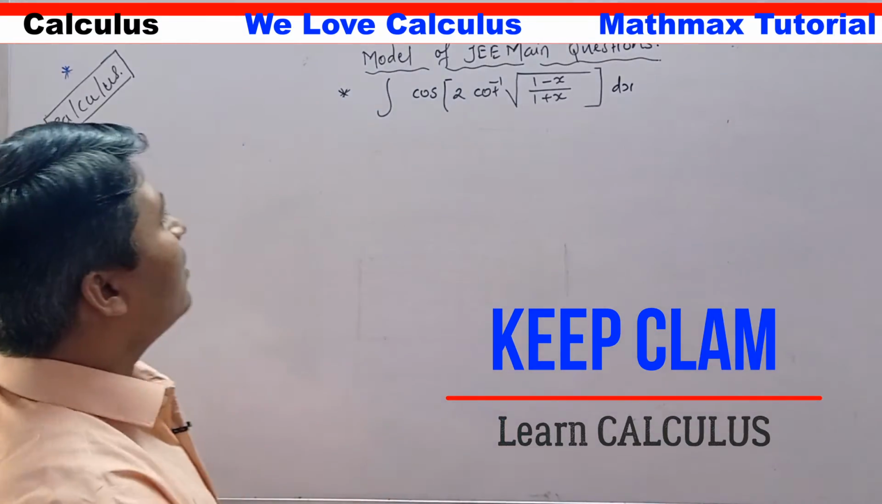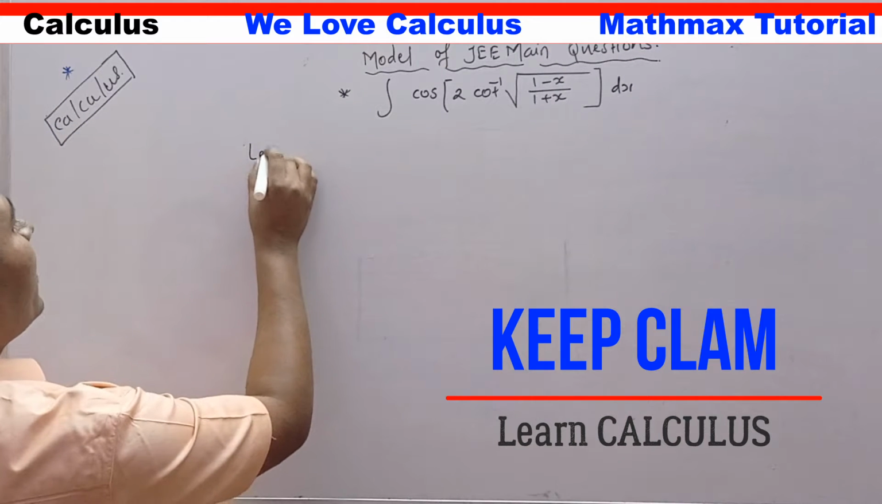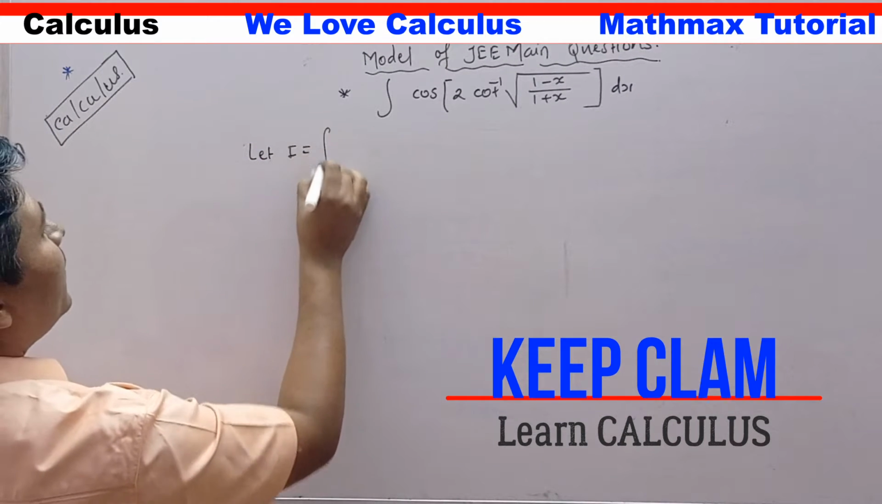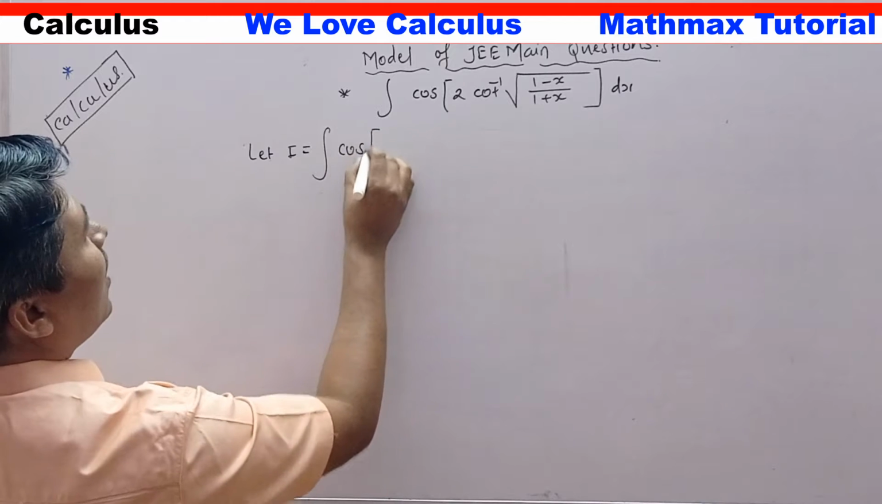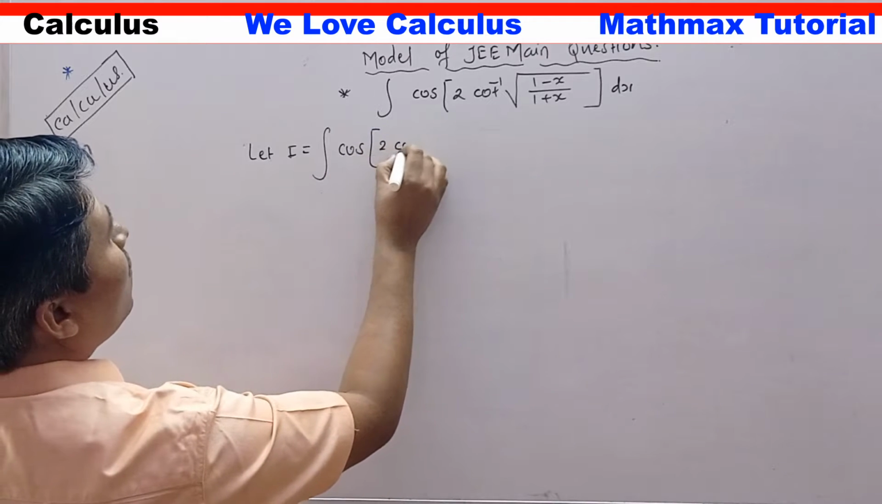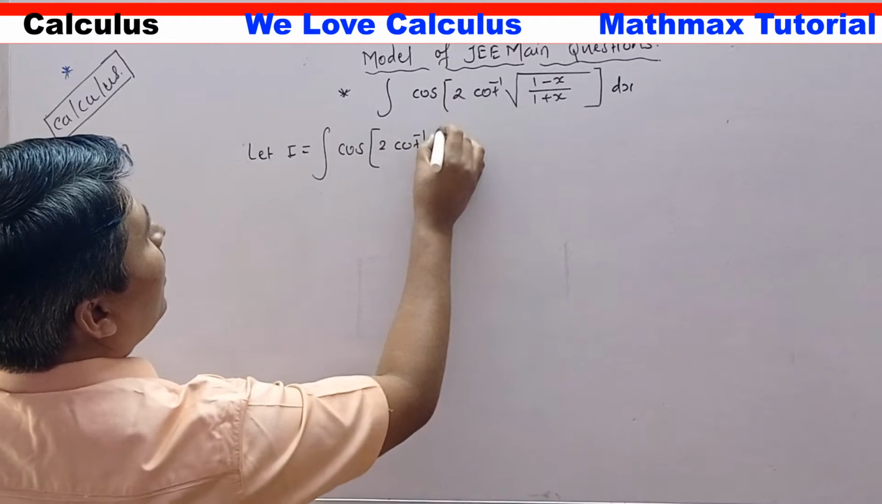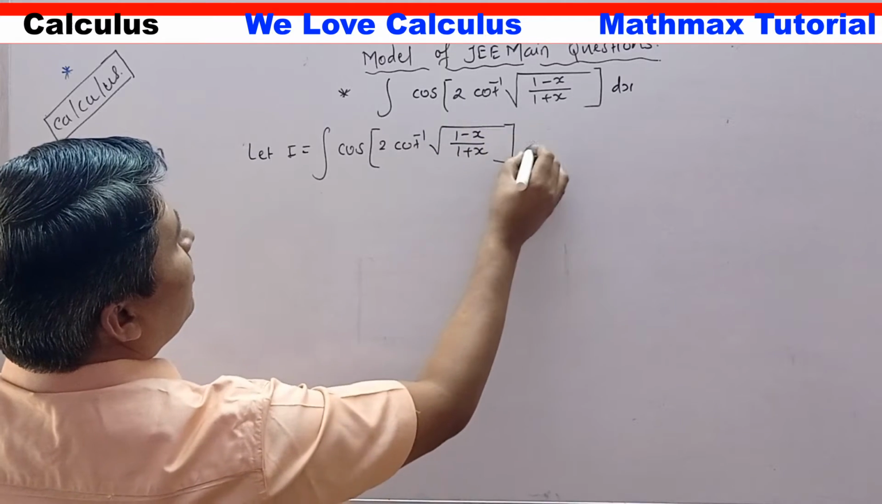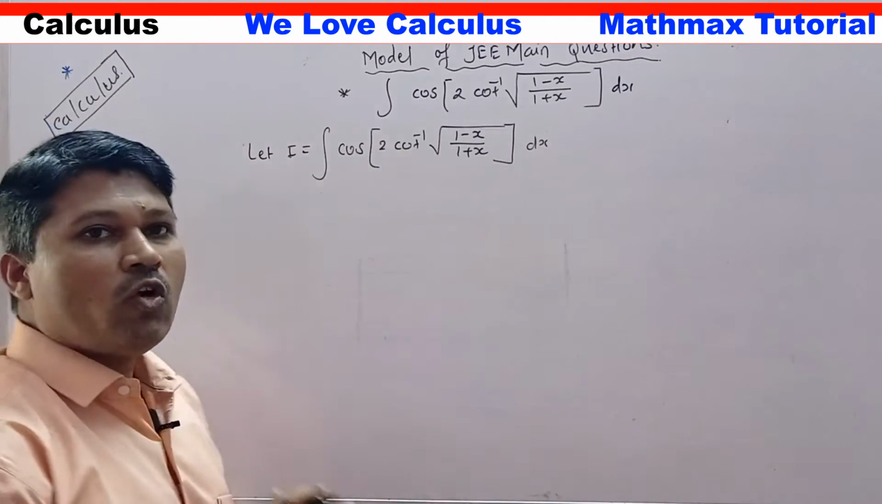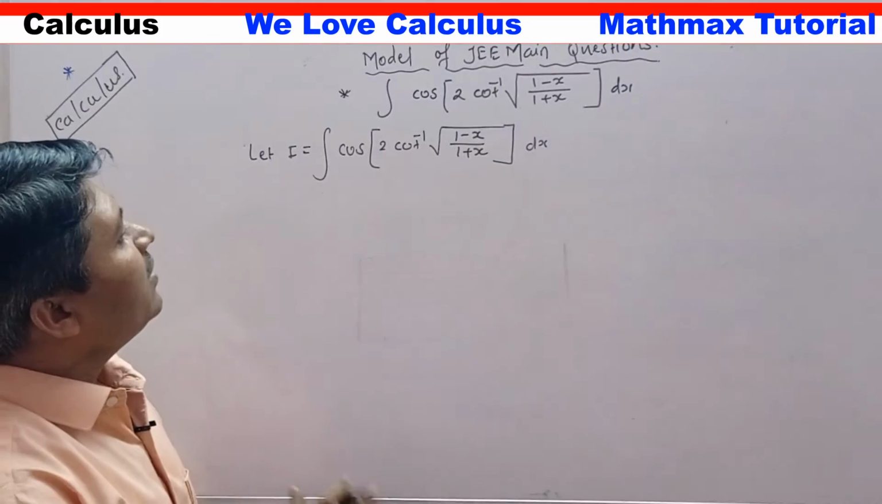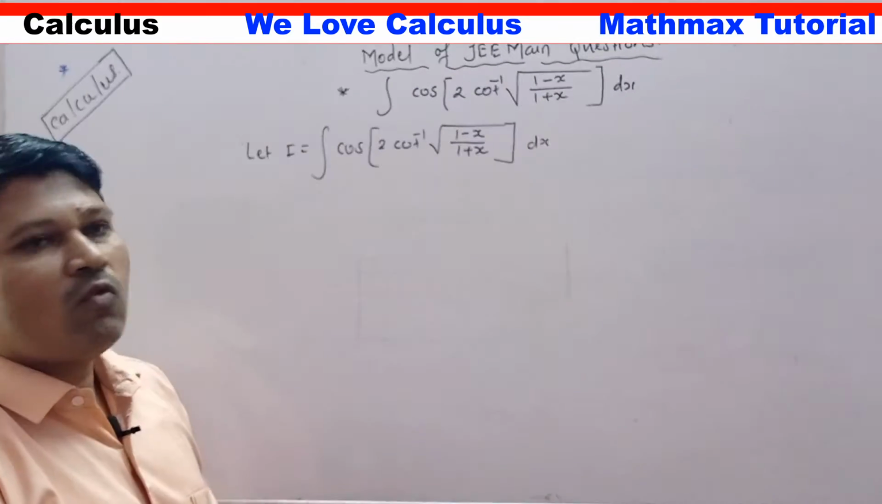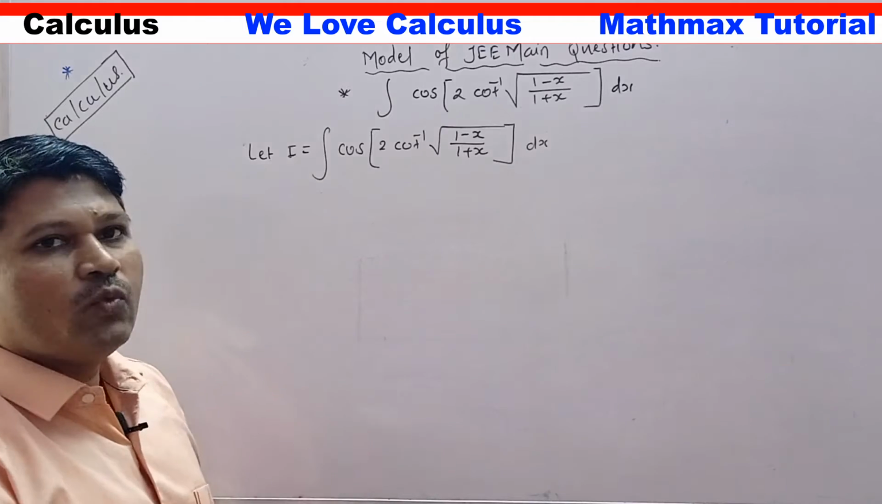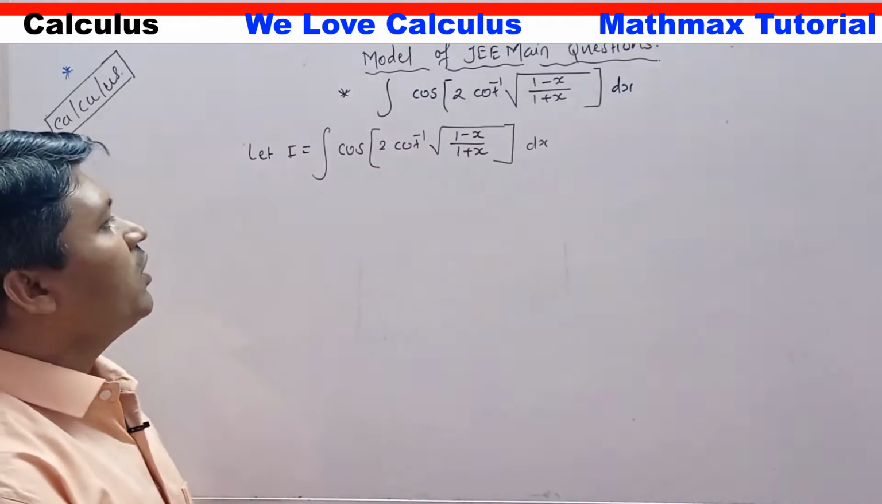Let's start. Let I be equal to the integration of cos(2 cot inverse of the square root of (1 minus x) divided by (1 plus x)) dx. Here we observe which method is best suitable for this example. First we use the substitution method.